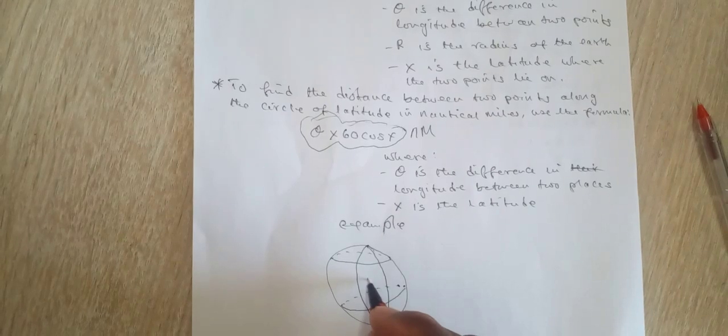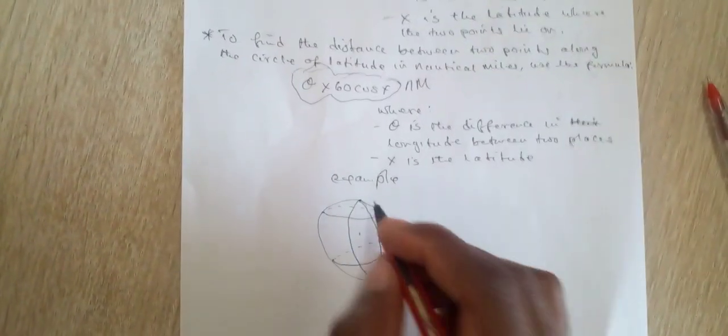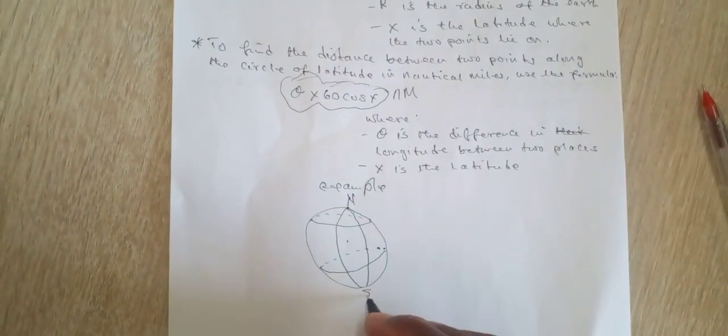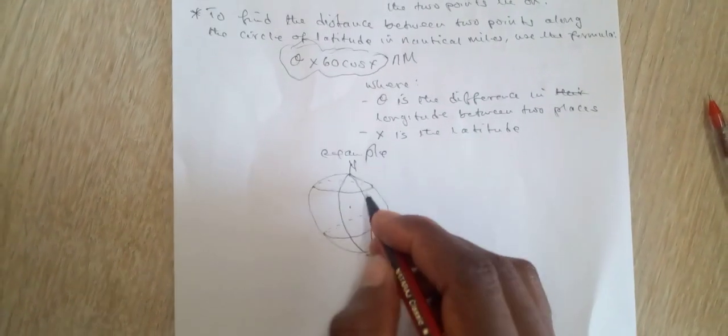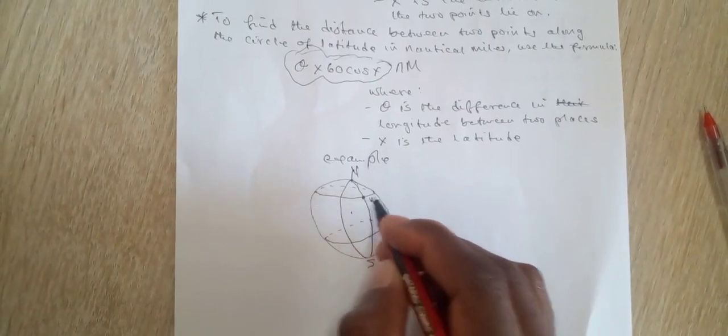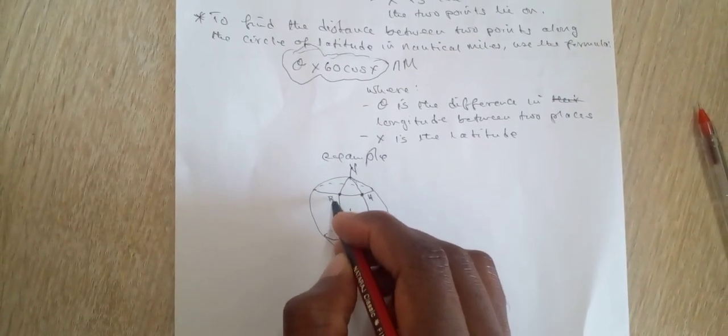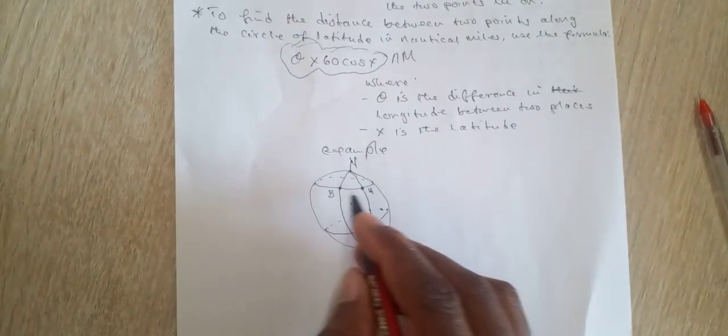And let's say this is my origin there. Now, we have 2 points. I know this is the northern hemisphere and this is the southern hemisphere. Now, when I have 2 points, let's say this point here is point A, and this point there is point B. And they ask me to find the distance AB.